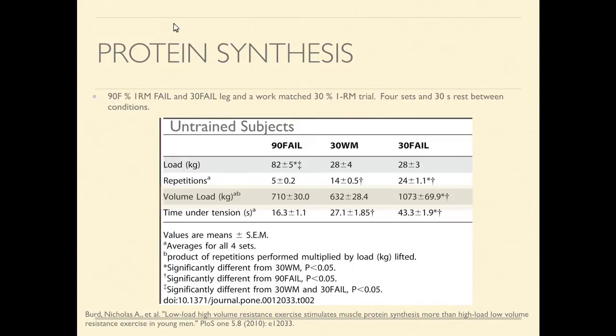So Bird at Stu Phillips' lab came along and had a 90% failure condition versus a 30% failure condition versus a work-matched 30% 1RM trial to the 90% 1RM condition. He had 4 sets and 30 seconds rest between conditions. Notice that the 90% failure condition had a total volume load of 710 kilograms, which was matched for the 30% work-matched group, but the 30% fail group had nearly about 80% more volume than the 90% fail group. So even though it was low intensity, it was much higher volume.